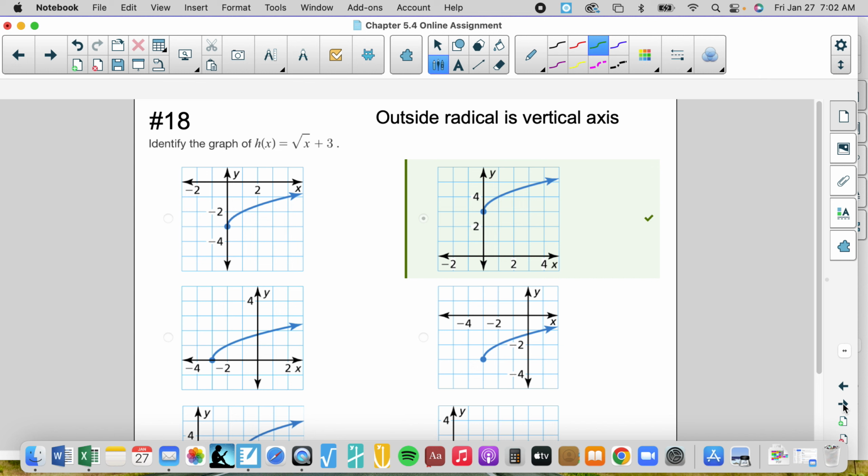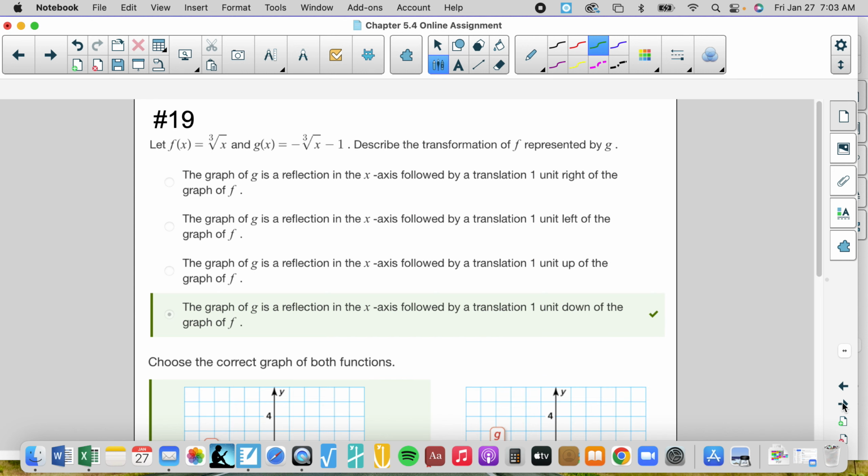Outside the radical is going to be the vertical axis. So vertical is on the y-axis, and we're going to go up 3. So that would be this graph. Another nice, simple problem.